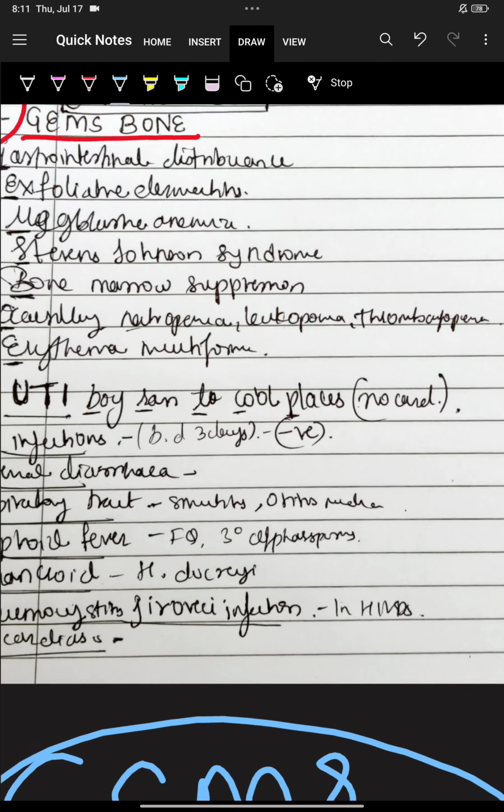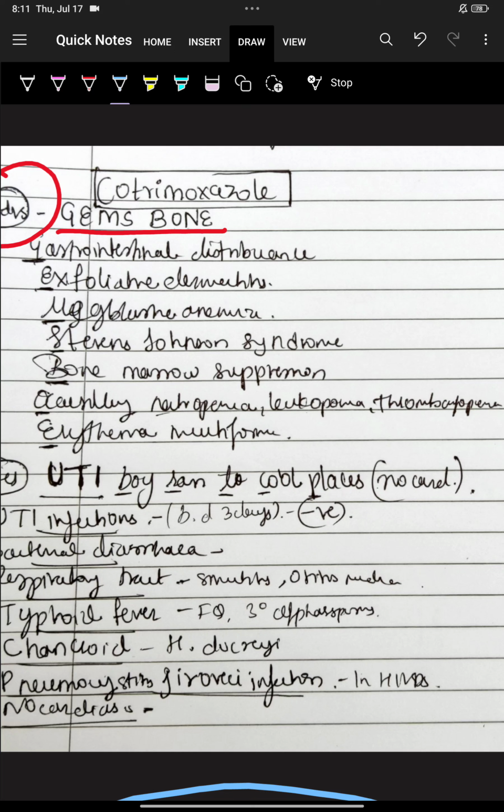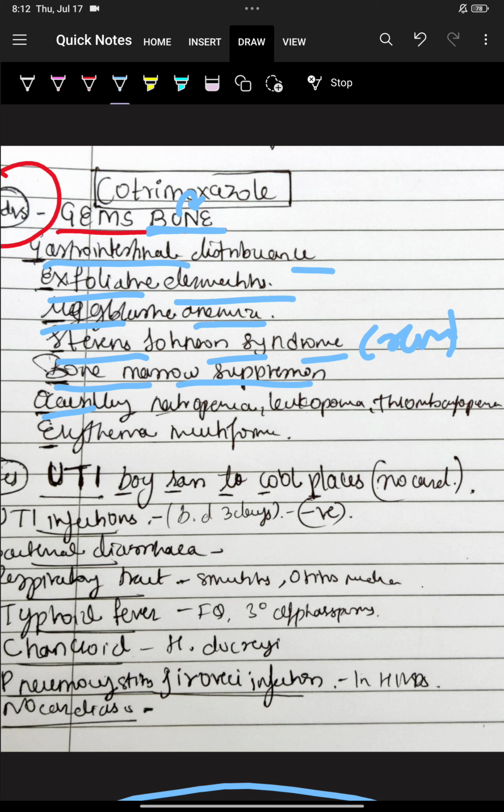So GEMS bone. G is gastrointestinal disturbance, E is exfoliative dermatitis, M is megaloblastic anemia, S is Stevens-Johnson syndrome, which is rare, and bone, you will remember bone marrow suppression. Here O and N you remember: occasionally neutropenia, leukopenia, thrombocytopenia, and E is erythema multiforme. This you must remember.